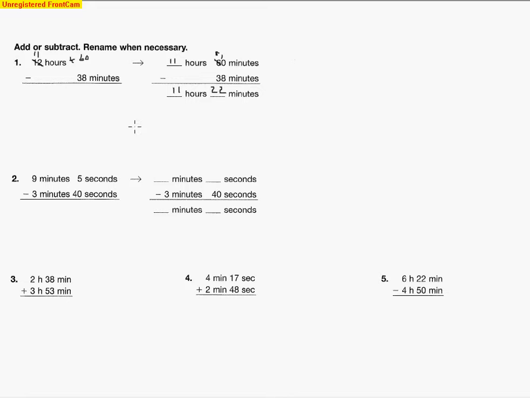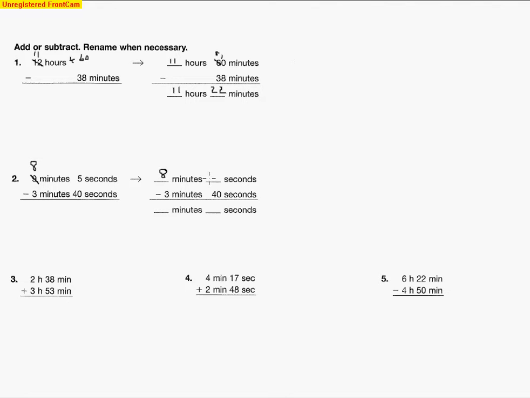And here we have 9 minutes and 5 seconds, and we're subtracting 3 minutes and 40 seconds. So we can't subtract the 40 seconds from the 5 seconds, so we have to borrow. That's what we're going to do here. Borrow from the 9, change it to an 8. And that's why I put 8 minutes here.